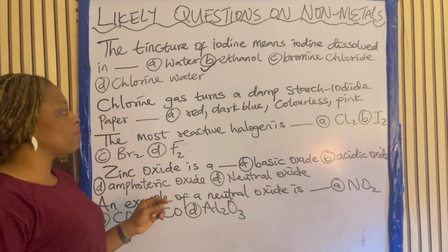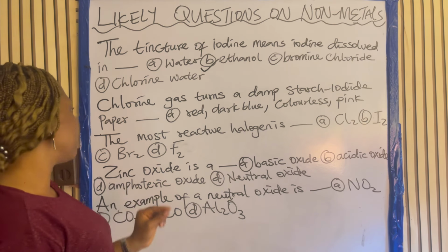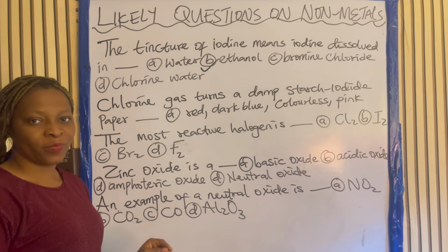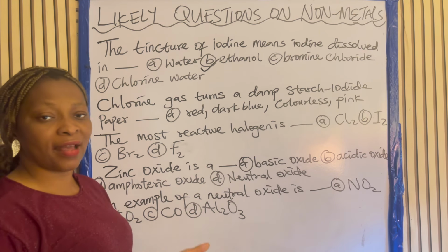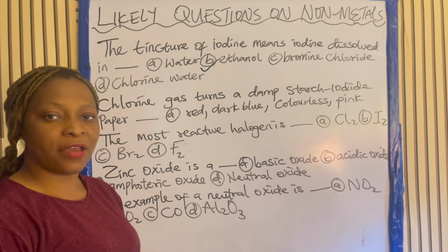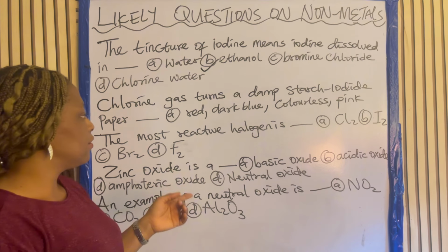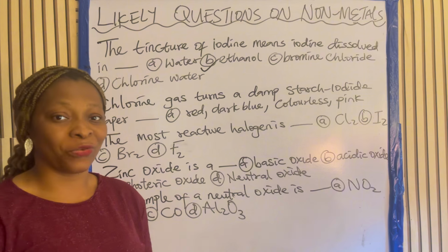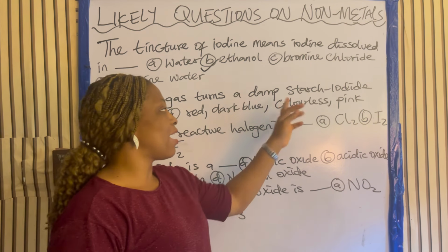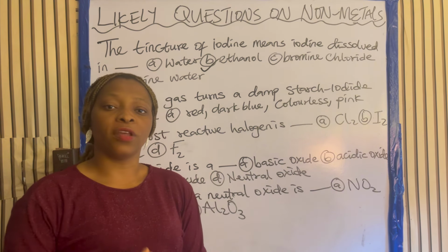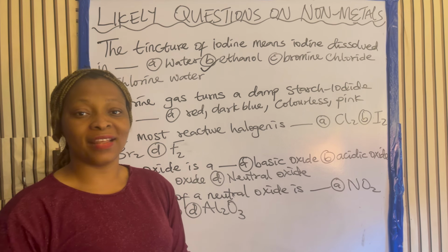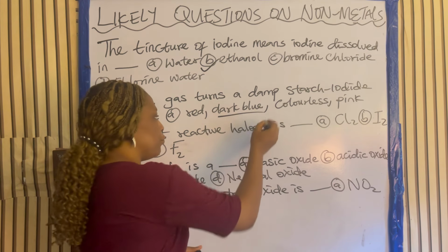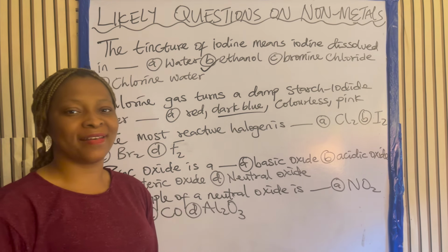Chlorine gas turns a damp starch iodide paper what? What is the color of chlorine gas on starch iodide paper? Red, dark blue, colorless, pink. Now let me give you a little secret. Once you see starch iodide, most of the color change with starch iodide is simply what? Dark blue or blue black.